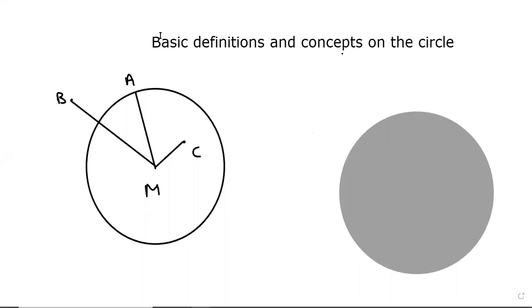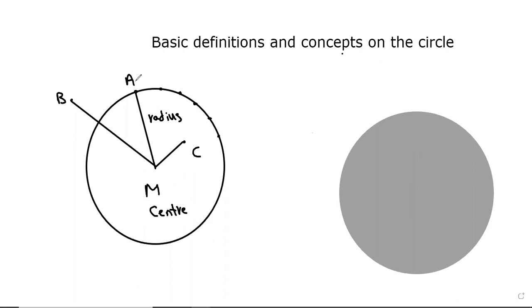In this session, we are going to talk about basic definitions and concepts on the circle. So, what is the definition of the circle? The circle is a closed curve, all points on it at a fixed distance from a fixed point. The fixed distance is called the radius, and the fixed point is called the center of the circle.